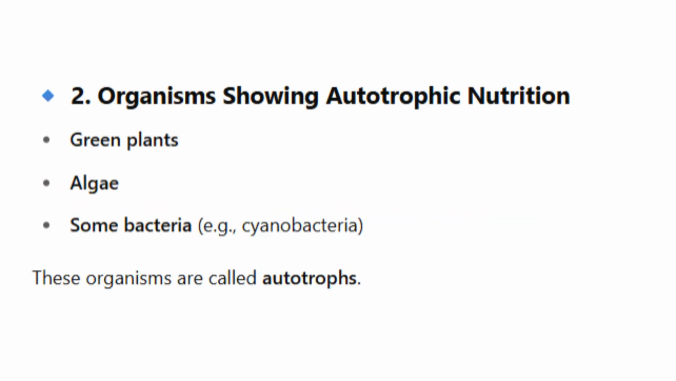2. Organisms showing autotrophic nutrition: green plants, algae, and some bacteria, e.g. cyanobacteria. These organisms are called autotrophs.